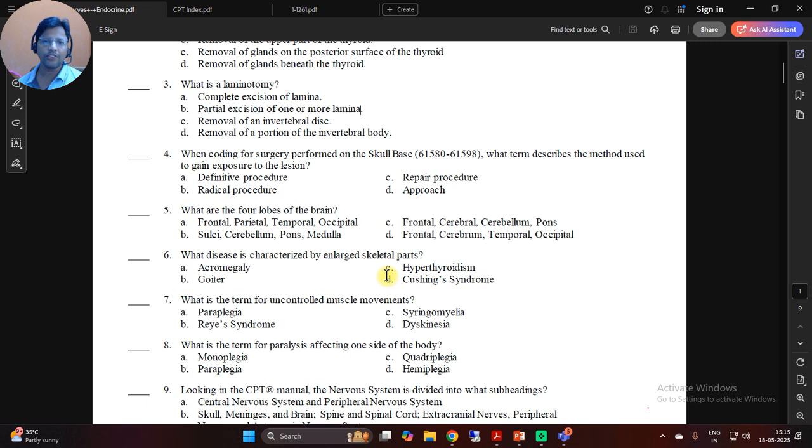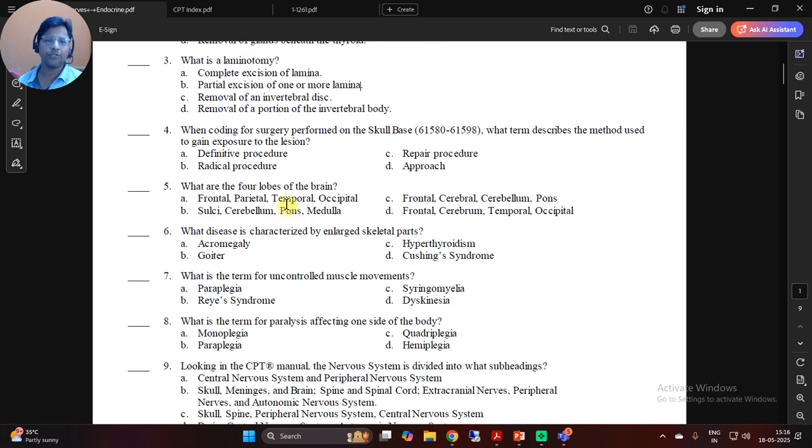Next, the fifth one. What are the four lobes of the brain? Take 2 minutes and answer. So the four lobes of the brain are frontal, parietal, temporal, and occipital lobes.